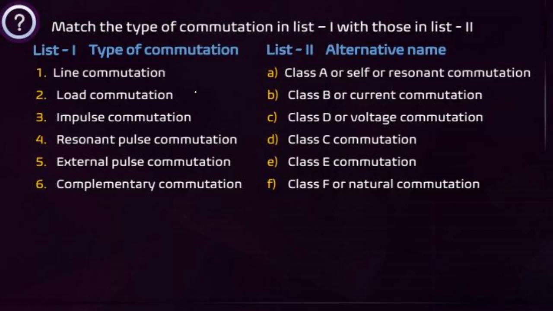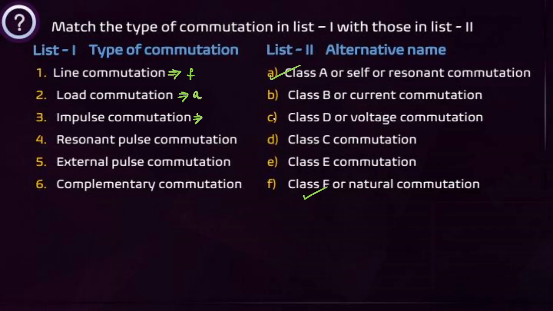Line commutation. Which is the line commutation, friends? Line commutation is the class F commutation. That's why F is the matching. Which is the load commutation? Load commutation is the class A commutation or self commutation or resonant commutation. A is the matching.